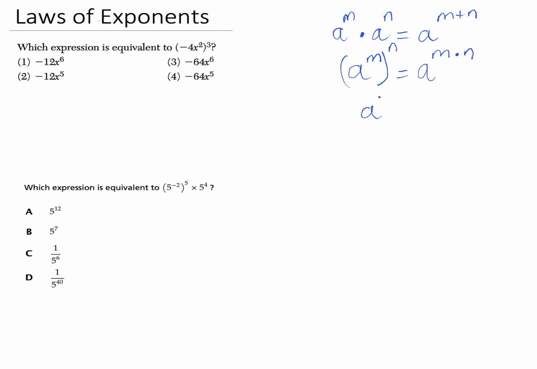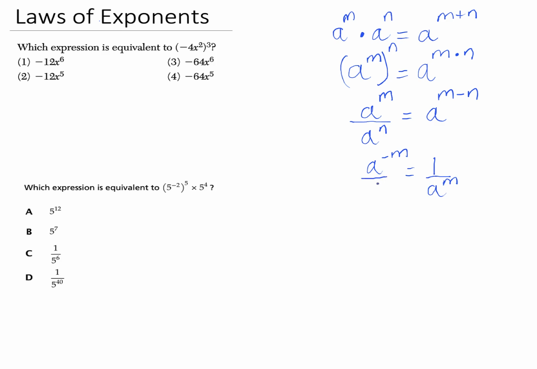If you have a base raised to an exponent and you're dividing by a matching base raised to a different exponent, you keep your base and you subtract your exponents. Then we have the negative rule. If you have a base raised to a negative exponent, to make it positive, you write the reciprocal. So you have 1 over a, and then your exponent becomes positive. It's like you're flipping your negative exponent.